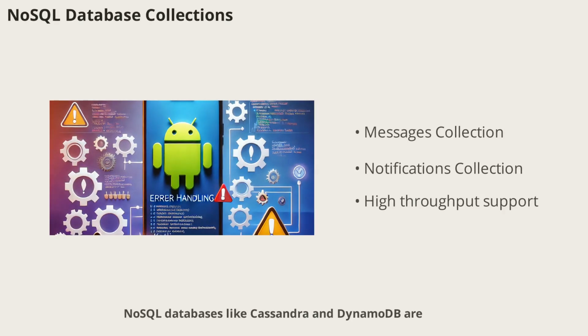NoSQL databases like Cassandra and DynamoDB are used for storing real-time chat messages and notifications. The messages collection holds chat data, while the notifications collection tracks alerts sent to users. These databases are optimized for high throughput and scalability, supporting the fast-paced nature of Twitter's messaging and notification systems.